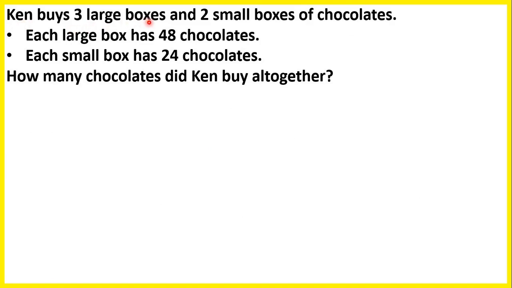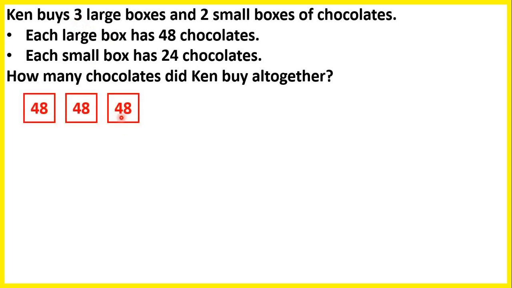Ken buys 3 large boxes and 2 small boxes of chocolates. Each large box has 48 chocolates. Each small box has 24 chocolates. How many chocolates did Ken buy altogether? So we know that a large box has 48, and he buys 3 of those. So we can draw 3 boxes with 48 written inside. And each small box has 24, and he buys 2 of those. So that's 2 boxes of 24.